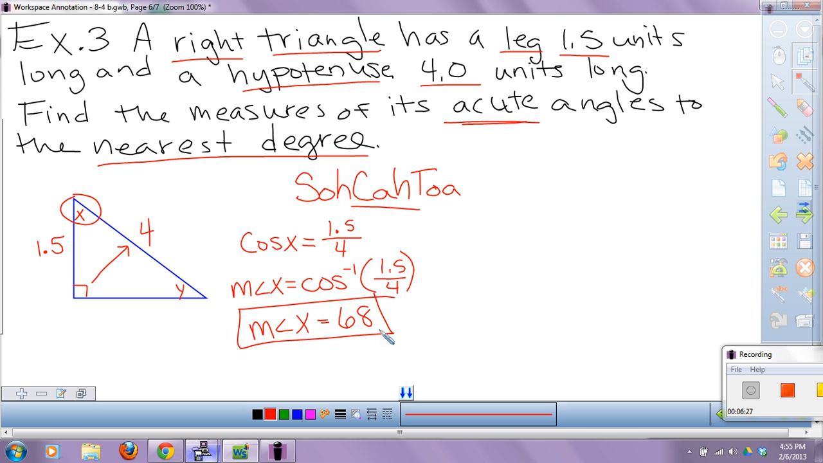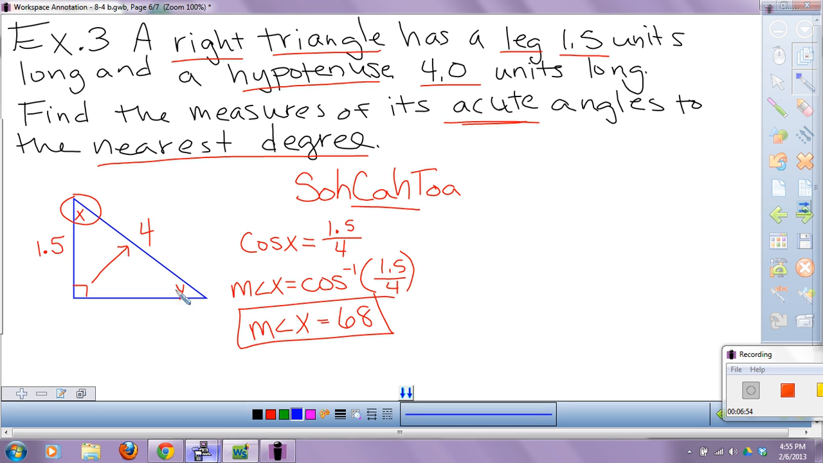Okay, that's one of them. Just knowing that one, you should already be able to tell me what Y is, since, like we talked about just a minute ago, the three angles have to add up to be 180. It's a triangle. Minus 90 for that one, so you're left with 90 for these two. 90 minus 68 leaves you with 22 for Y. Let's go ahead and use our sine, cosine, tangent to see if we can get that 22 degrees for Y.